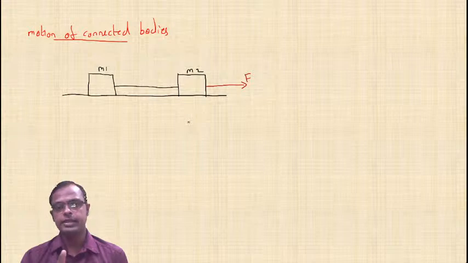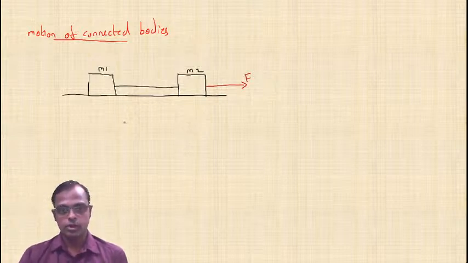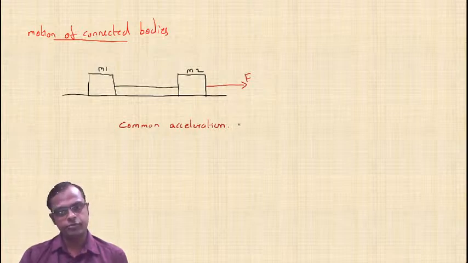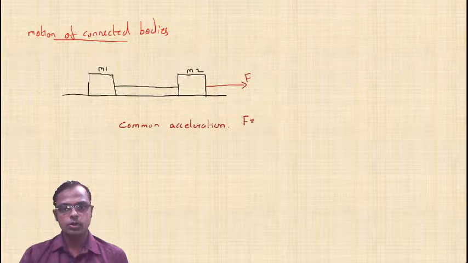If M1 and M2 accelerate towards the right, it means they will have only one acceleration. A common acceleration will be there, right? So once again, you have to write here what the common acceleration is. Using Newton's second law, F is equal to ma, a basic formula, the common acceleration a is equal to F divided by m.